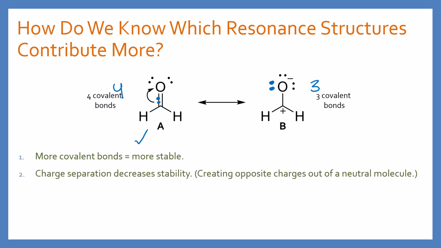Anytime that you have charge separation, that's going to decrease stability. This is creating opposite charges out of a neutral molecule. Basically, we have a positive and a negative on neighboring atoms. This is like having two magnets next to each other and telling them, hey, you can't react with each other. You have to stay apart. They would much rather click together and make that double bond than to be apart as a positive and a negative. So that's going to be a point for molecule A.